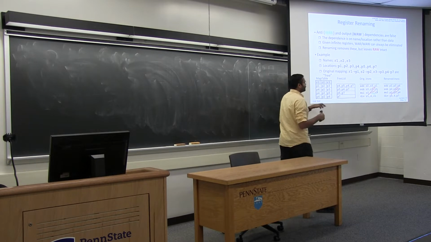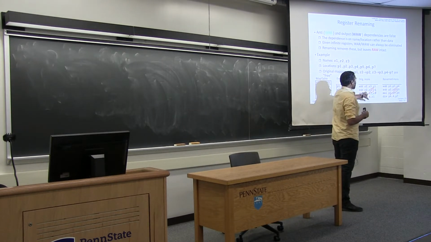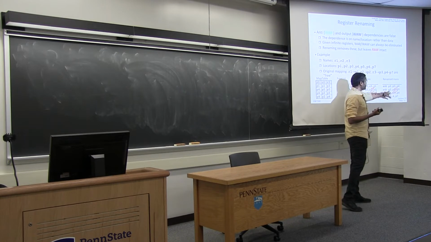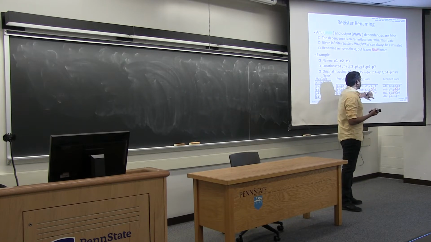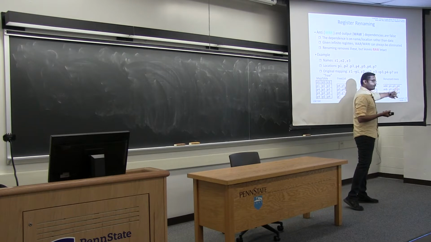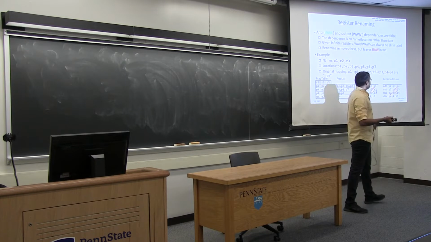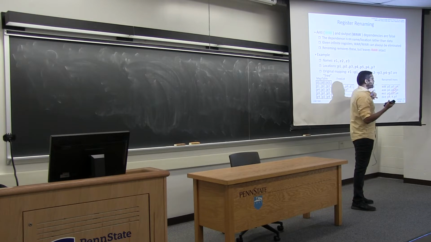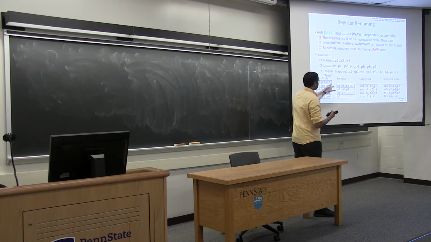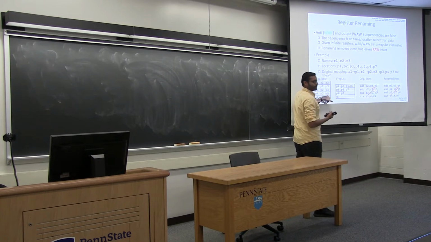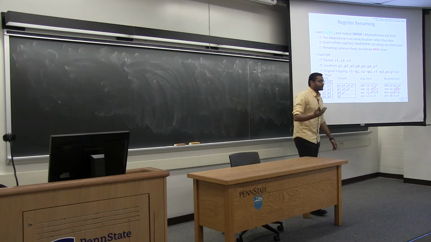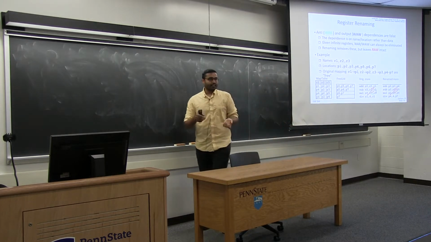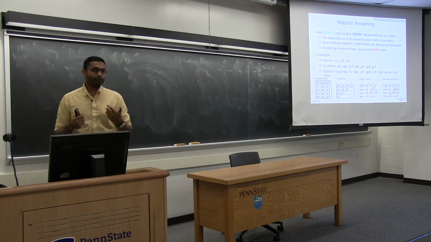Now when we look at the second instruction, subtract, R2 maps to P2, so we are going to use P2 to get the value. R1 maps to P4, so we are going to read P4 to get the value. And then the destination register we are going to write to a new location, so that's going to be P5. But the architectural destination register was supposed to be R3. So we are going to update the mapping table to say that R3 now maps to P5, so that if there is any subsequent instruction trying to read R3, it is going to go to P5 and get the value from there.